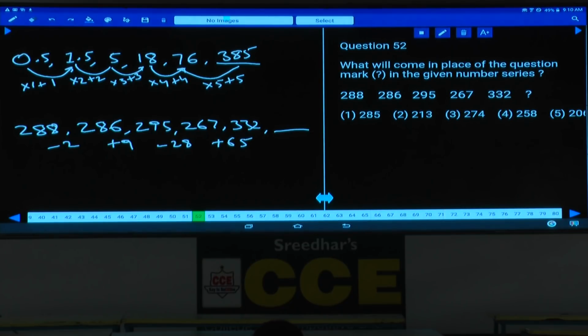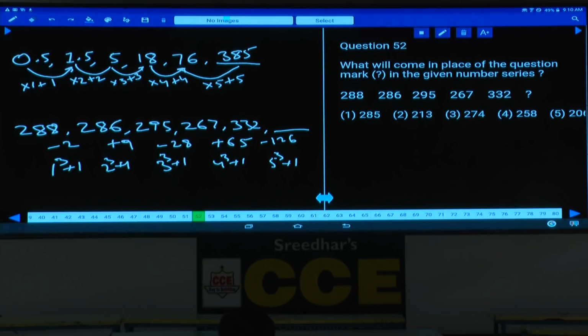As what are these numbers? 2, 9, 28, 65. Now this 2 can be written as 1 cube plus 1, 9 can be written as 2 cube plus 1, and 28 can be written as 3 cube plus 1, 65 can be written as 4 cube plus 1. Next one, 5 cube plus 1. What is 5 cube plus 1? 125 plus 1, 126. Now here it must be 126.